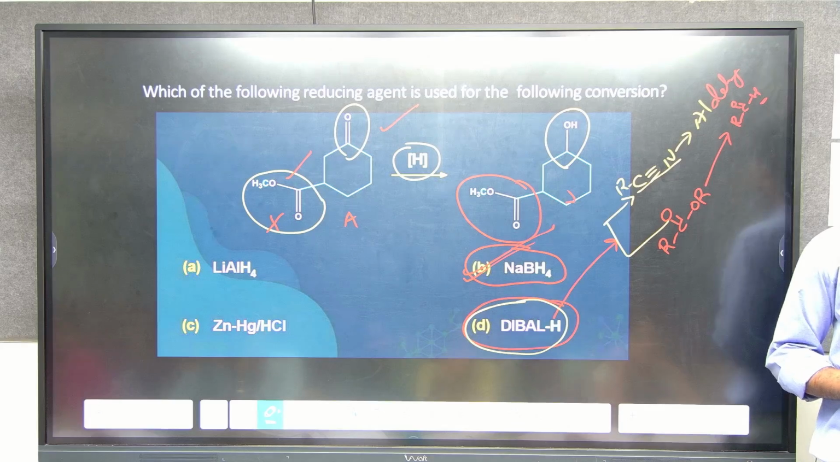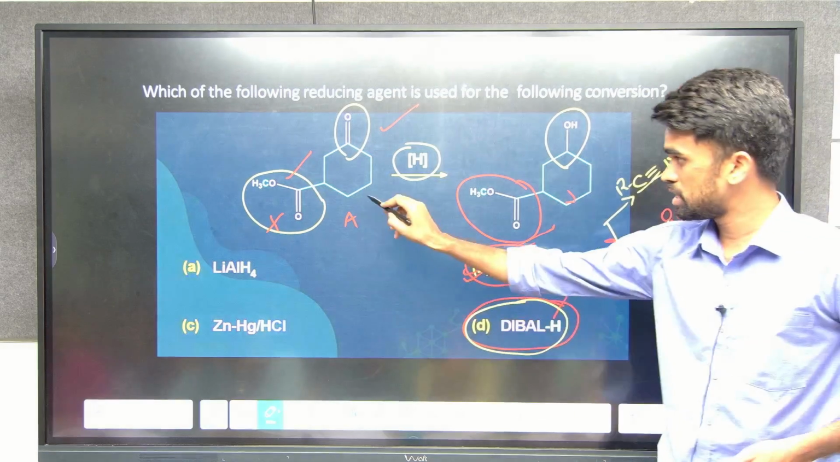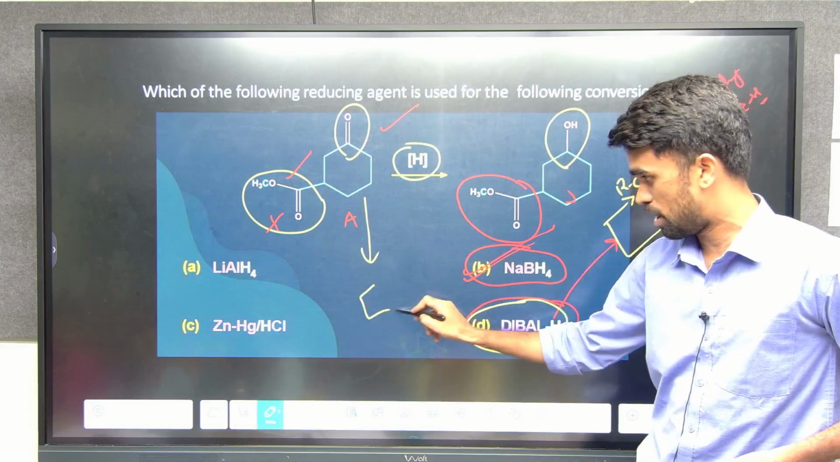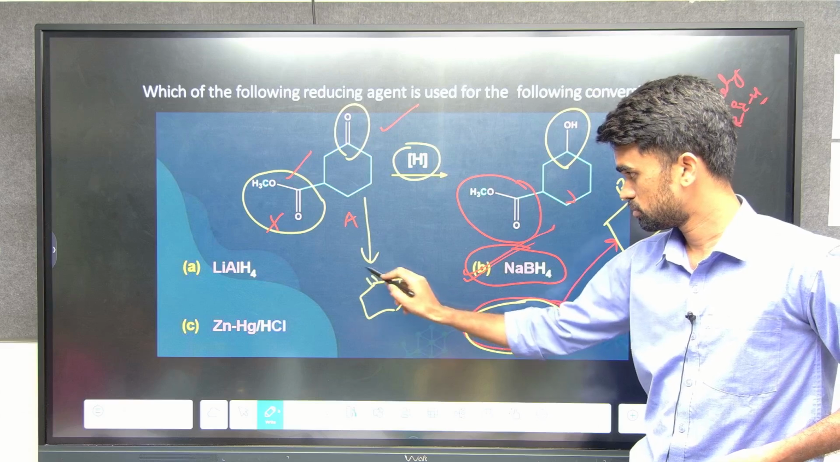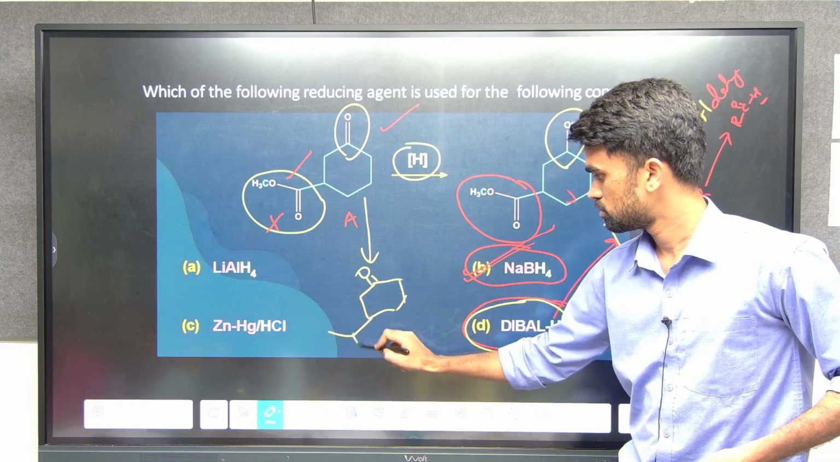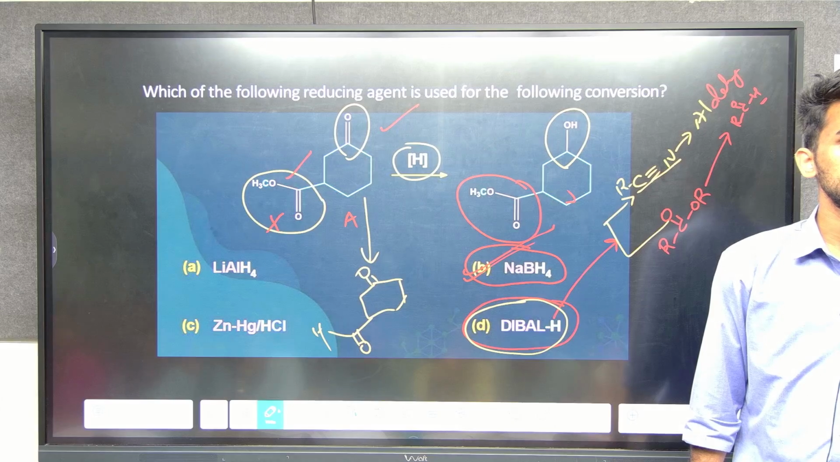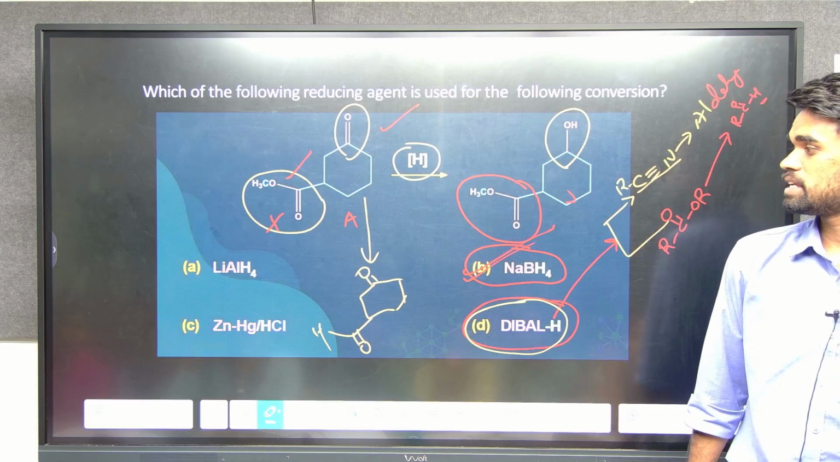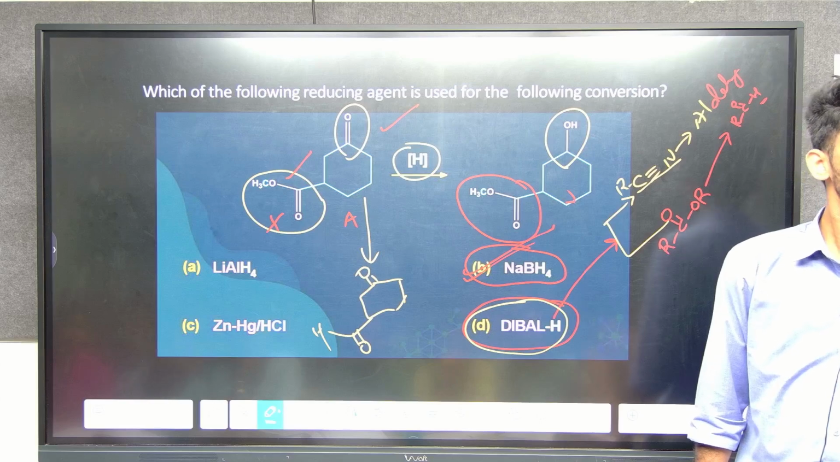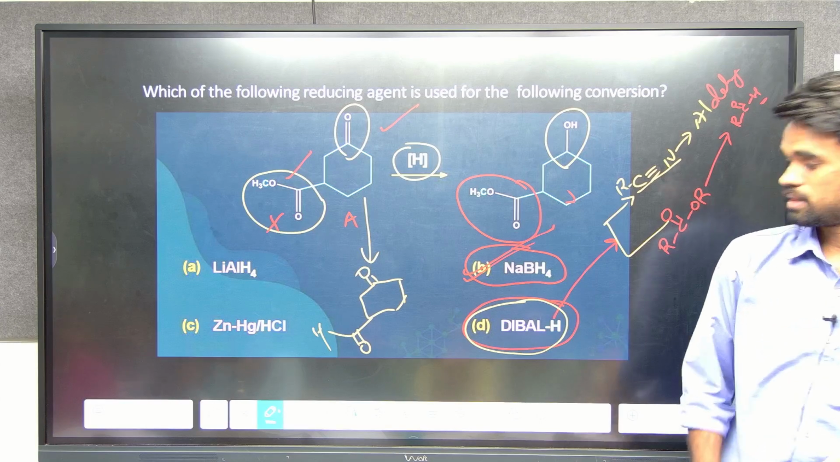Now simply I can also make one question. So this compound is now converting into this form. What is the reagent? What is the reagent I should use? Got the concept now? That's it.